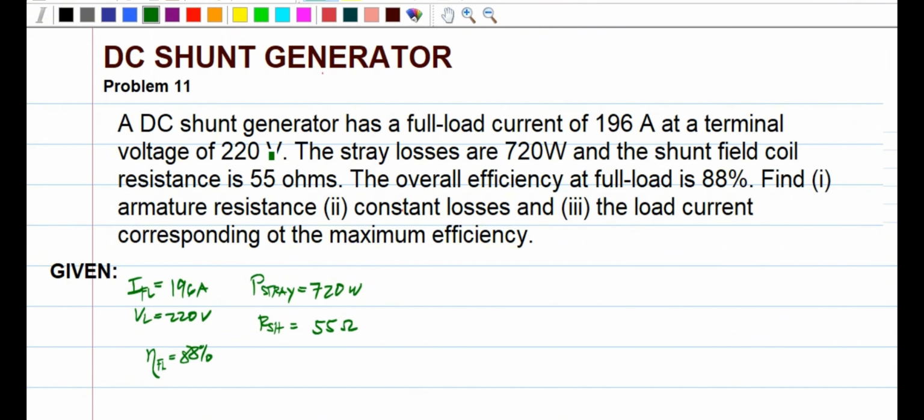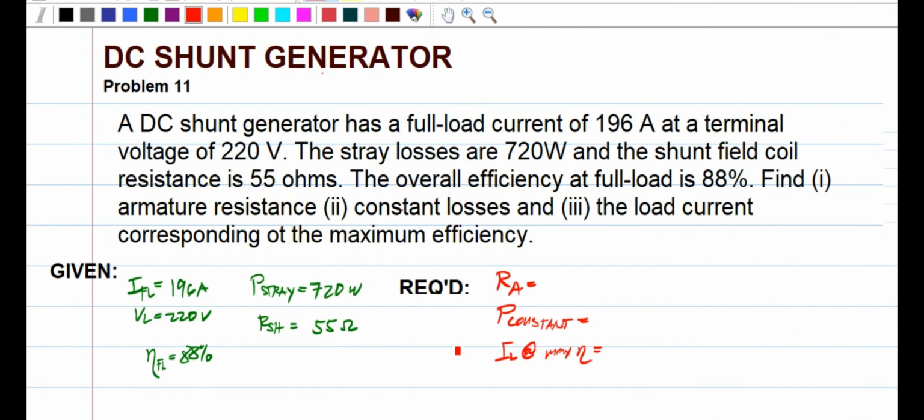Now we have to find the required: first, the armature resistance RA, the constant losses P constant, which is equal to P stray plus the shunt loss, and the load current IL at max efficiency.